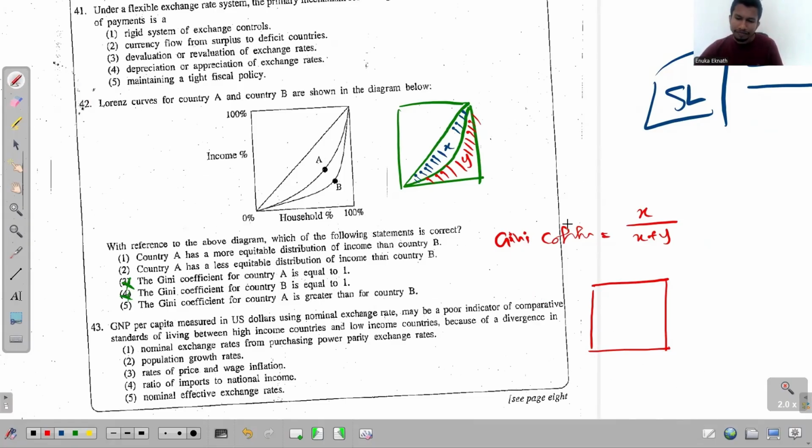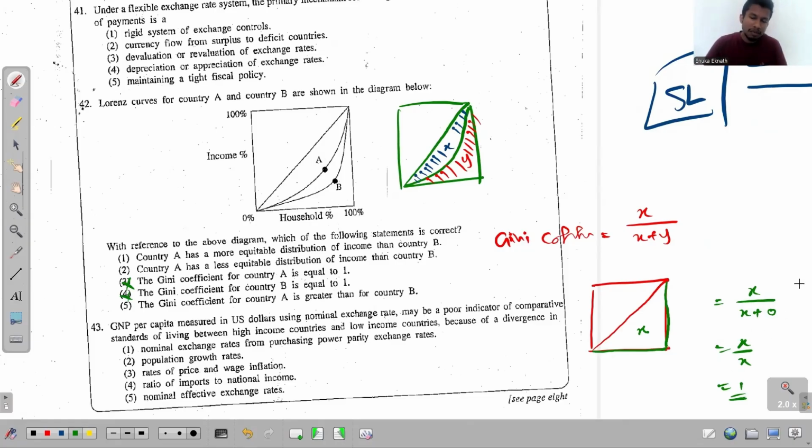What is the shape? This is the equidistributed line and the Lorenz curve should take this shape. Perfect inequality. Now in this diagram, you don't have two regions X and Y, you only have the region X. So if you apply the values into the Gini coefficient, the region X divided by the region X plus the region Y, where Y is 0, the equation gives you X over X, and the answer is 1.